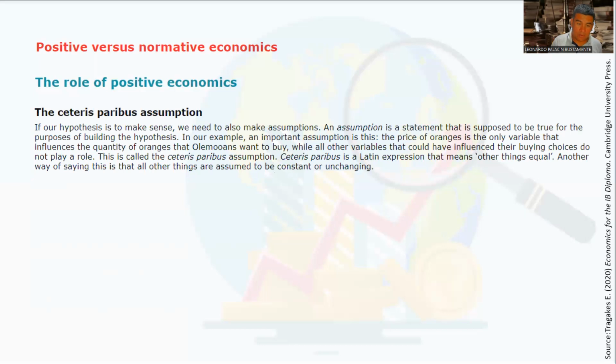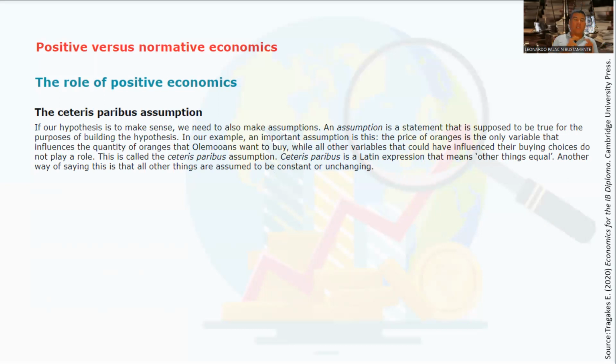In our example, an important assumption is this. The price of oranges is the only variable that influences the quantity of oranges that Polymunians want to buy, while all other variables that could influence their buying choices do not play a role. So this is called the ceteris paribus assumption. Ceteris paribus is a Latin expression that means other things equal. Another way of saying this is that all other things are assumed to be constant or unchanging.